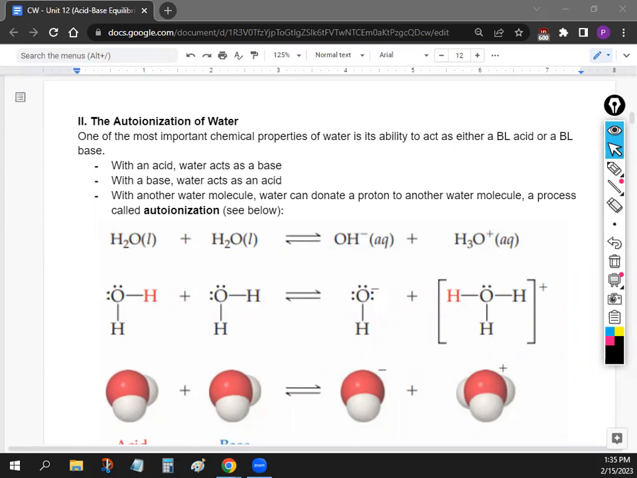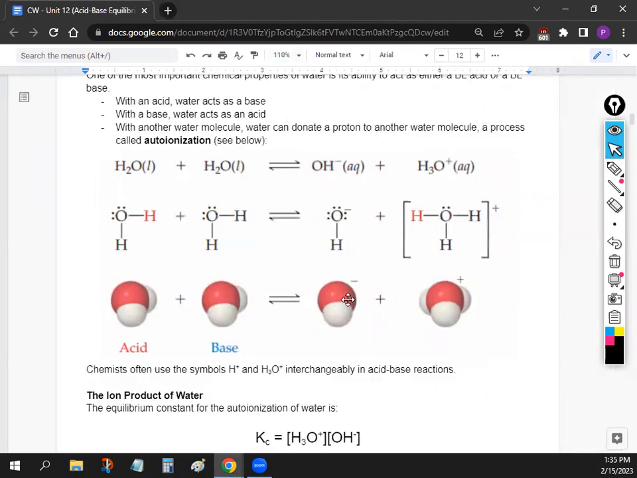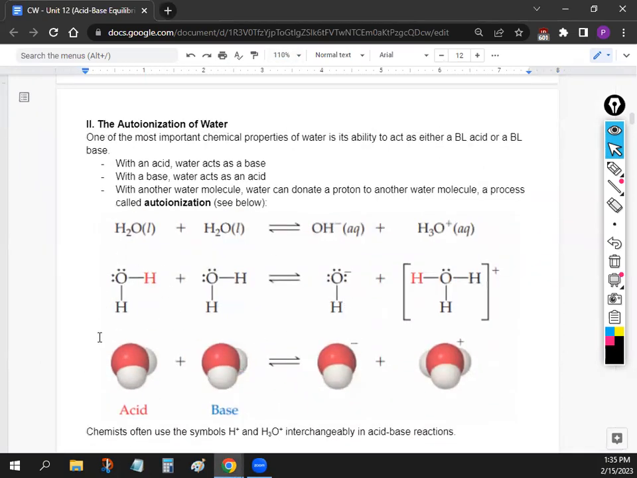Okay, so we got a quick diagram right here. Let me zoom out a little. If you notice, both reactants are water, but the water molecules react with each other to turn into hydroxide and hydronium. So that's what the auto-ionization of water is. Basically, water reacts with itself. Two water molecules react, and then they turn into an acid or base.